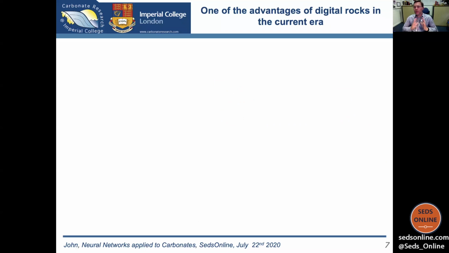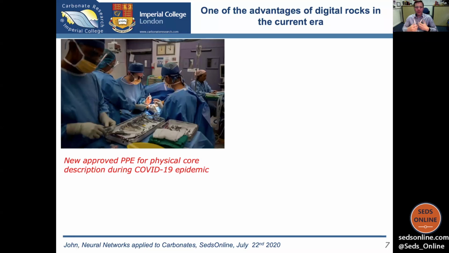Before we go more into the technical detail, I'd like to talk about one advantage. You can call it maybe the social advantage of the digital rock in the current era, the COVID era. If you wanted to go and do a core description in a core lab right now, this is probably the kind of PPE that you would be required to wear. Not very comfortable, kind of scary.